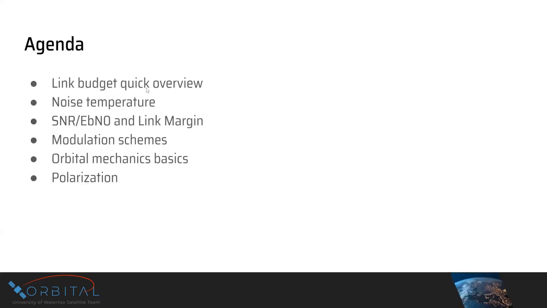So first, I'm just going to give a quick overview of what a link budget looks like. I'll scroll through the UW orbital link budget. Then I'm going to explain noise temperature, SNR, link margin, modulation schemes, orbital mechanics, and polarization.